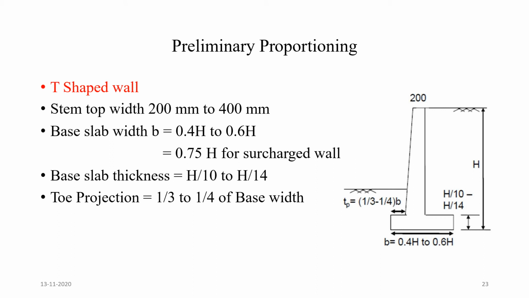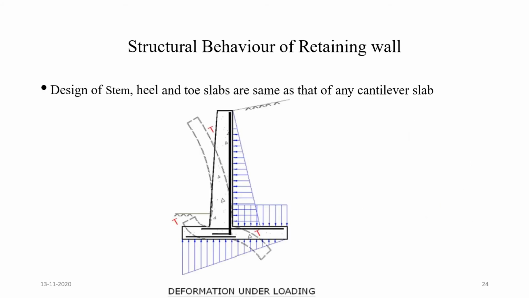Next one, preliminary proportioning. It is a T-shaped wall. Stem top width will be 200 mm to 400 mm, and base slab width B will be 0.4h to 0.6h, and 0.75h for a surcharged wall. Base slab thickness equals h/10 to h/14, and top projection equals 1/3 to 1/4 of the base width.